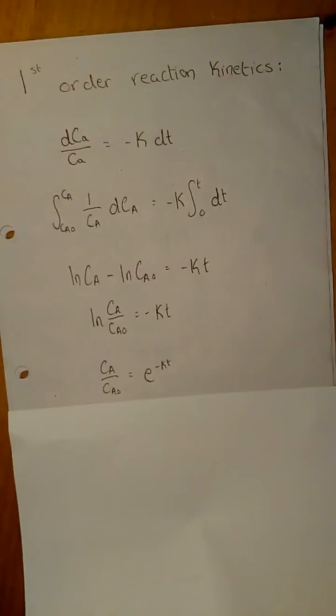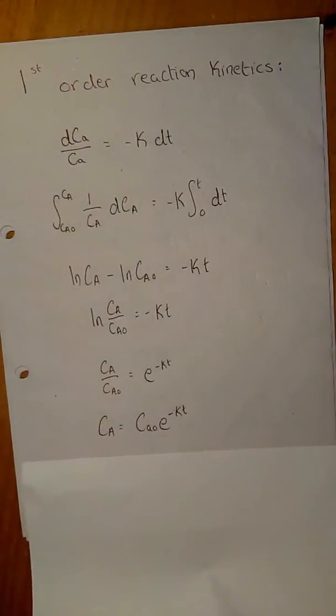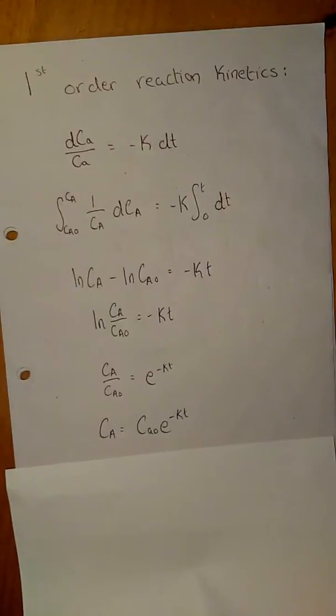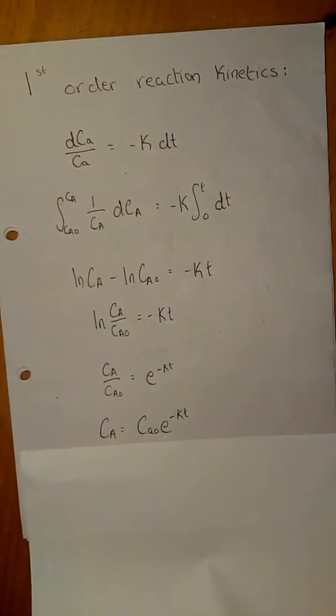which can be rearranged to give us this following equation. And finally, we have the equation that the concentration is equal to the initial concentration times the exponential function of minus kt.